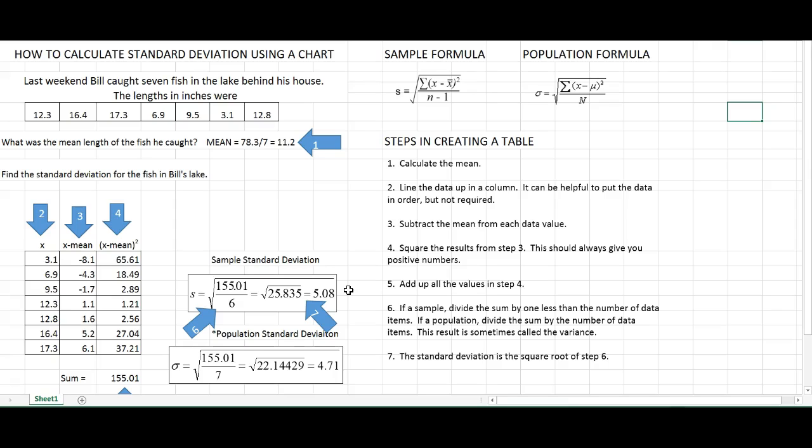Before we leave, noting that step 6, if we were dealing with population data, we divide by the actual number of data items. In this case, all 7. Here's the population standard deviation calculation, just as an example.